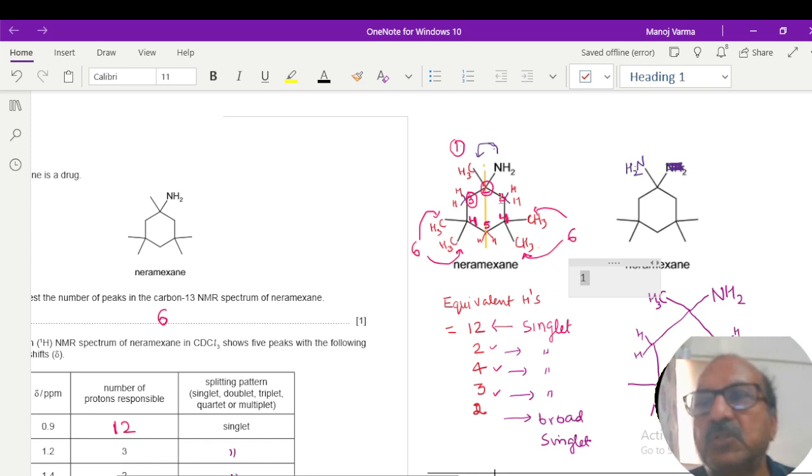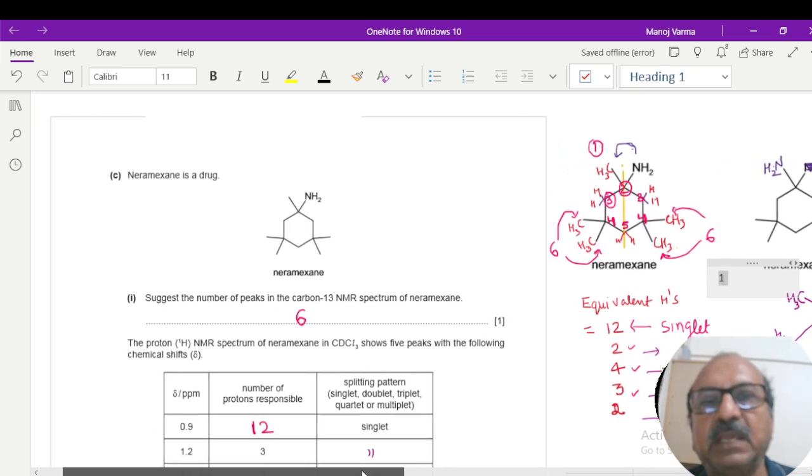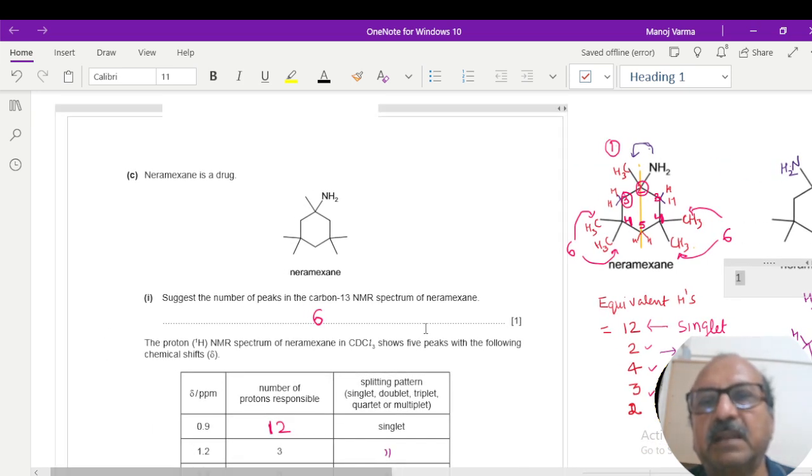So in fact these two carbon environments are identical, so are these two, and this, and all these 4 carbon environments are identical. Therefore the peaks that you will get will be 1, 2, this together will be 3, this together will be 4, this one will be the 5th, and all these 4 carbons together will be the 6th. So that clearly makes it understood that there will be 6 peaks in the carbon-13 NMR spectrum of Naramaxane.